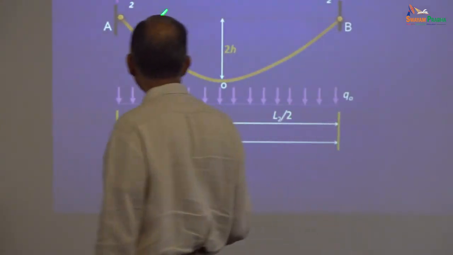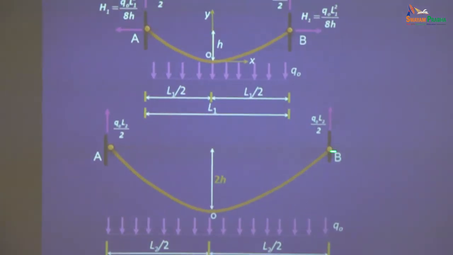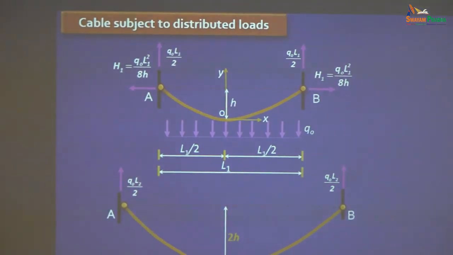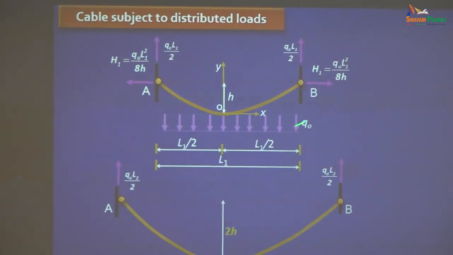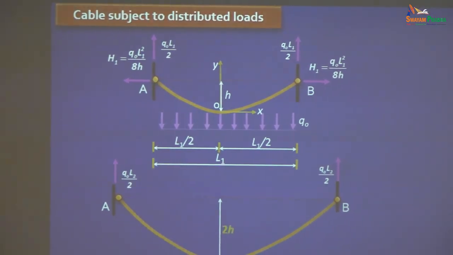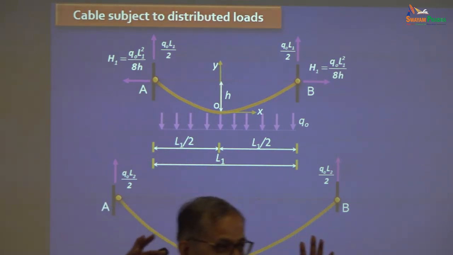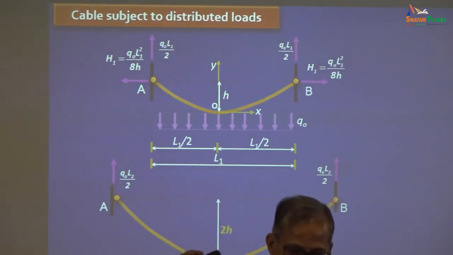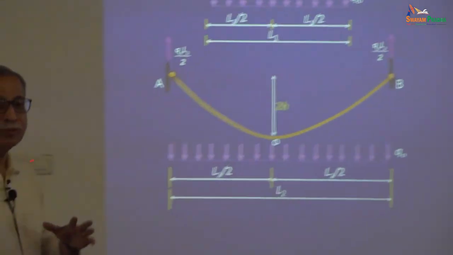Okay. So let's compare these two fellows. This is Q0 L1 by 2. This is Q0 L2 by 2. Got it? What about H? This load is the same Q0, because the thickness of the necklace is the same, right? So that is the same. So how much will it be? Of course, we are approximating the catenary with a parabola. That approximation we are doing.